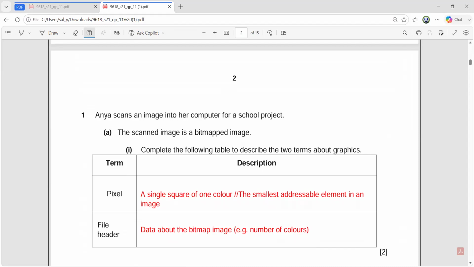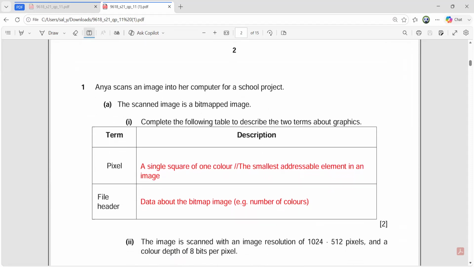It's a 2-mark question. So how can a student score for each term? For pixel, if he says a single square of one color, or if he says the smallest addressable element in an image, it means this is a valid answer and he will be scoring 1 out of 1. For file header, it is storing the data about the bitmap image. For example, it is going to store the number of colors. So that will again award him another mark. And in this manner, he will be scoring 2 out of 2.